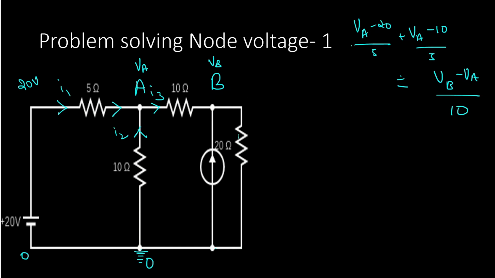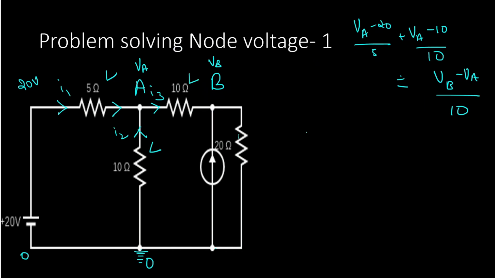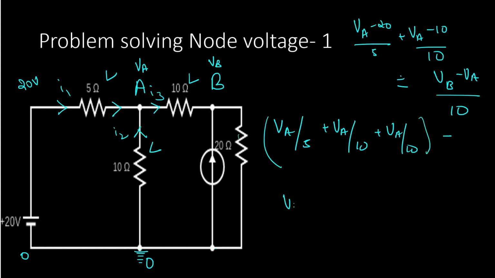The branch current, this is I1, this is I2, this is not 5, this is 10, this is I2 here, and this is finally I3 here. Okay, so if we solve this, VA by 5 plus VA by 10 plus VA by 10 minus VB by 10 is equal to 20 by 5 plus 10 by 10, is what we obtain here.